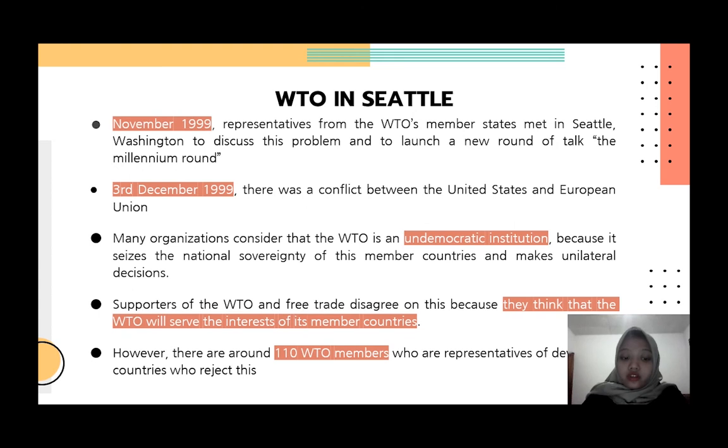The World Trade Organization can allow member countries to impose retaliatory tariffs on countries that do not comply with World Trade Organization rules. However, there are around 110 World Trade Organization members who are representative of developing countries who reject this. Many poor countries depend on export because they aim to increase economic growth, for fear that rich countries will use environmental and human rights problems to become barriers to the entry of developing country products. The pro-trade argument was not heard, so there was a demonstration in Seattle.